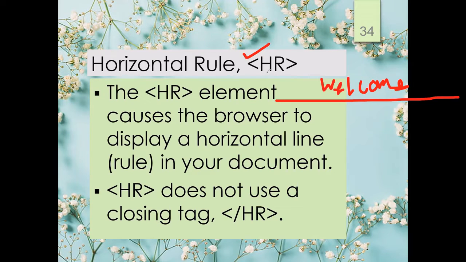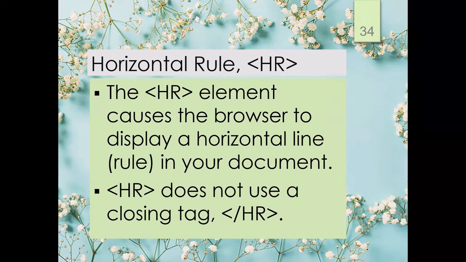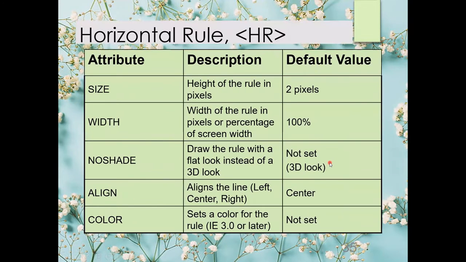HR is also an empty element. It comes as a single one, not as a paired one. So the HR tag will actually help us draw a horizontal line. The full form of HR is horizontal rule, right? So now just note it down. It doesn't use the closing tag, that is end of HR, never used. How to write the code? Before how to write the code, let us know some attributes of the HR.